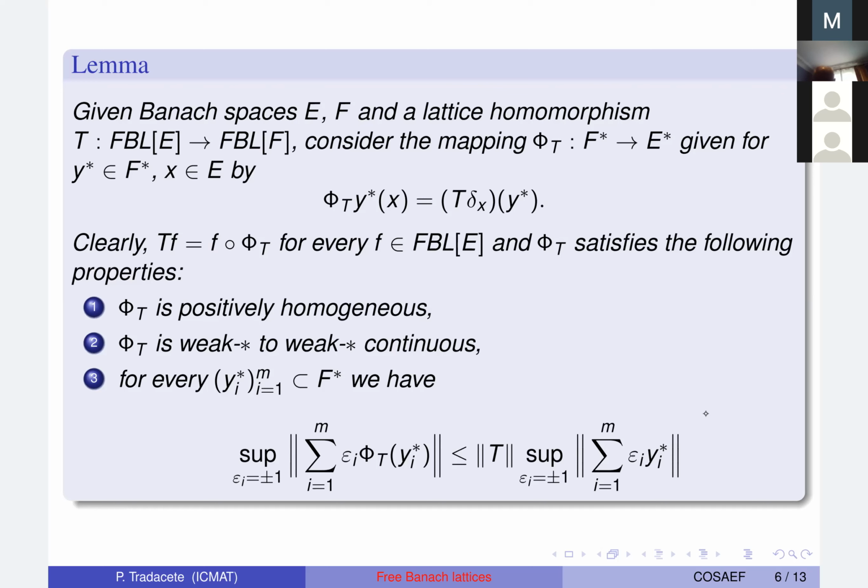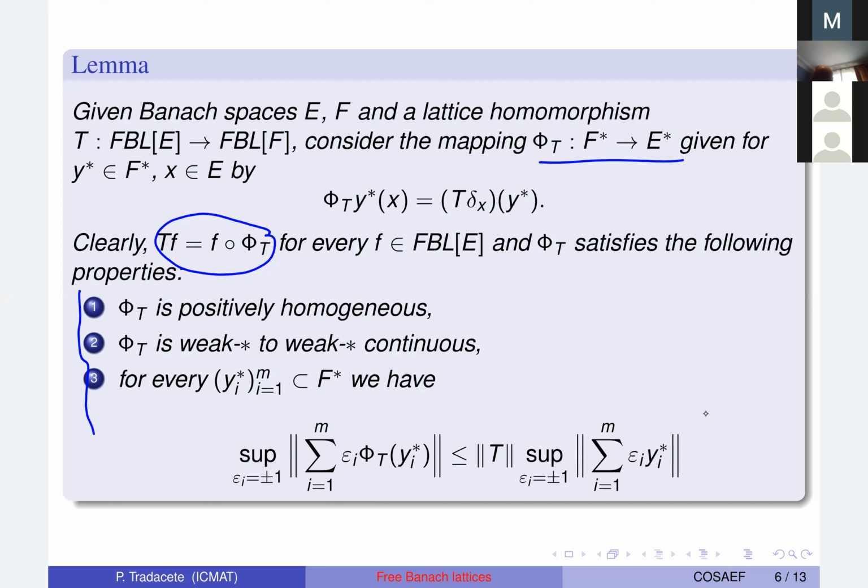Every lattice homomorphism between free Banach lattices will be of the form, will be a composition operator. And actually the symbol phi, which I wrote there, is going to be a map between the duals of the underlying Banach spaces satisfying certain properties. Okay, I'm not going to enter into the discussion of these properties, but these follow from the definition of the space and the norm and so on. Okay, well, but this is so far what we know.